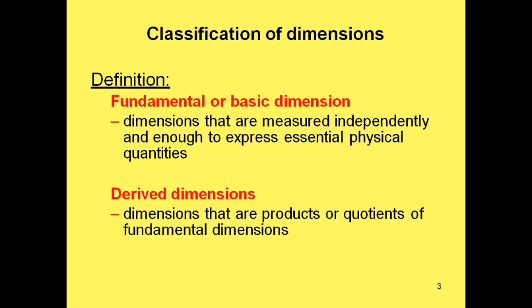Derived dimension. What is derived dimension? Dimensions that are product or quotient of fundamental dimensions. Another definition: derived dimension is derived from fundamental dimension or basic dimension. Example: density. Density unit is kg per meter cube. Kg is the unit of mass, meter is the unit of length. So derived dimension is derived from basic dimension or fundamental dimension.